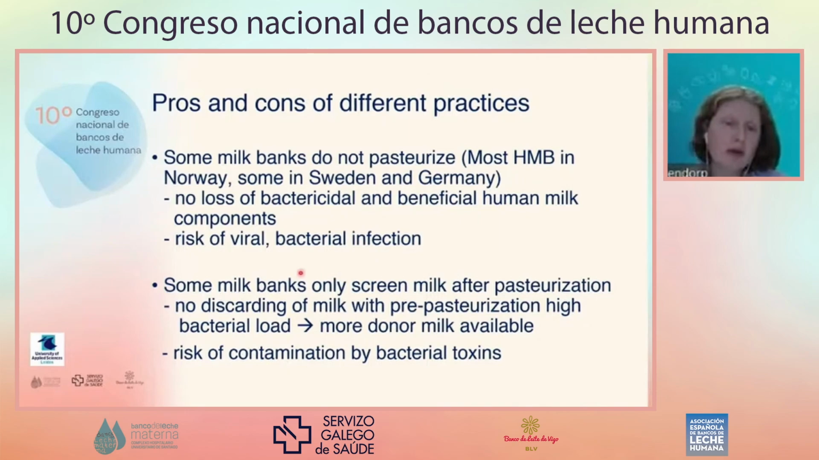We saw that the milk banks from the United States only screen their milk after pasteurization. That's a good thing because then you have less milk that will be discarded. But the reason why there's also pre-pasteurization screening is because there is a risk of bacterial toxins. Because bacteria that can produce toxins, those toxins are not being destroyed by pasteurization.